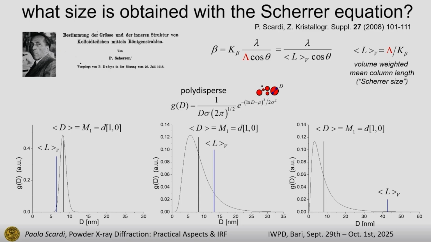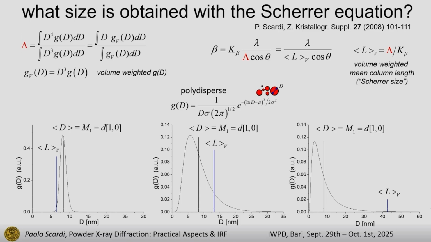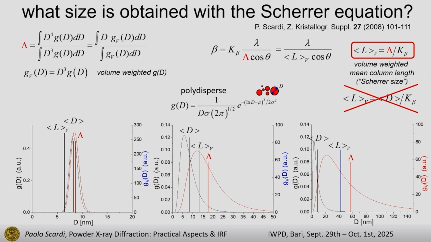So the takeaway message is, forget these other slides because it's too complicated. Do not say that this quantity is the mean size. This is not the mean size. It is this kind of ratio between the moments of the distribution.